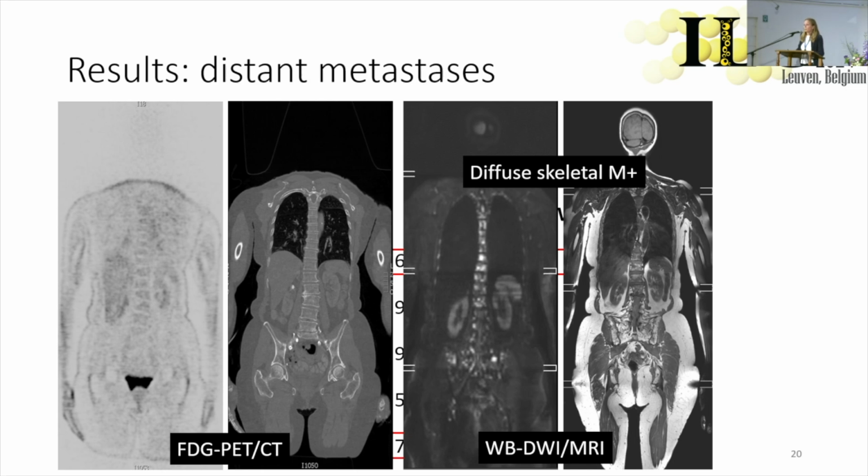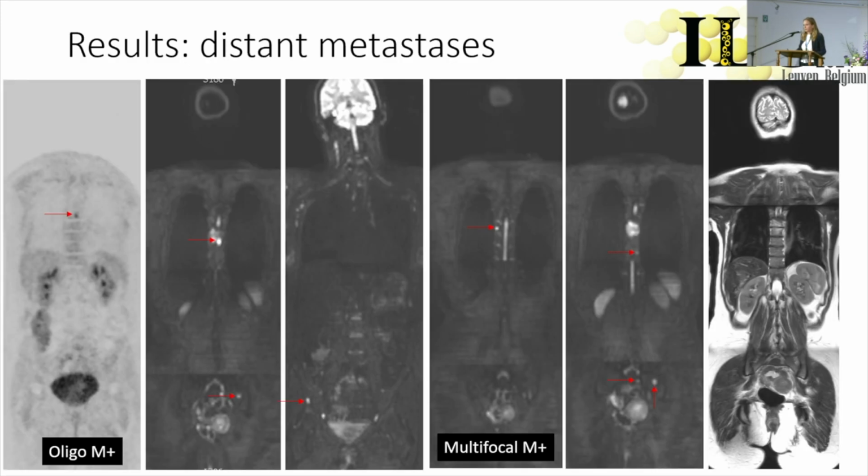Here's an example of a patient who underwent a PET-CT for distant staging. It didn't really show any increased uptake, for example, in the bones. However, on the whole body MRI, we saw diffuse bone metastases throughout nearly the whole axial spine. Another patient in whom the PET-CT found only one bone metastasis, but the MRI found many more bone metastases, so it's a very sensitive technique.